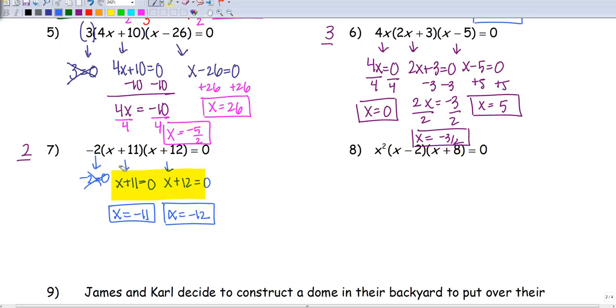All right, last one, it's a little different. It has an x squared. Set it up the same, set it equal to 0.